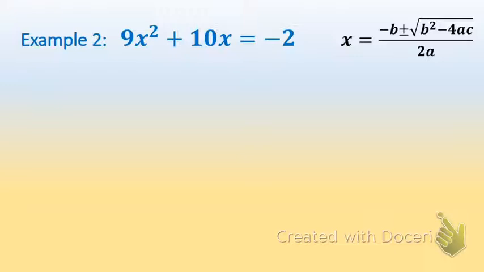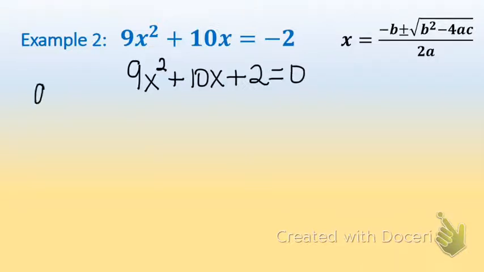So in this quadratic function, we have 9x squared plus 10x equals negative 2. So again, our first step is to set it equal to 0. So I need to add 2. So when I add the 2, I get 9x squared plus 10x plus 2 equals 0. So A is 9, B is 10, and C is 2. So let's try to factor it.